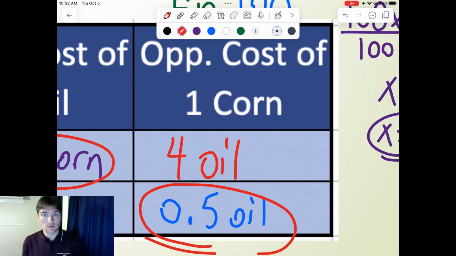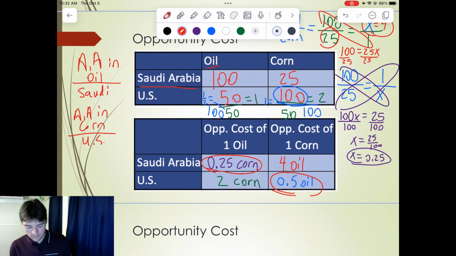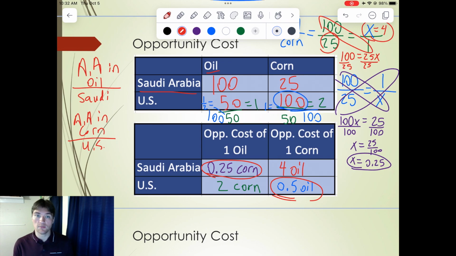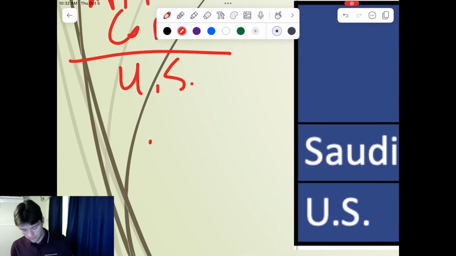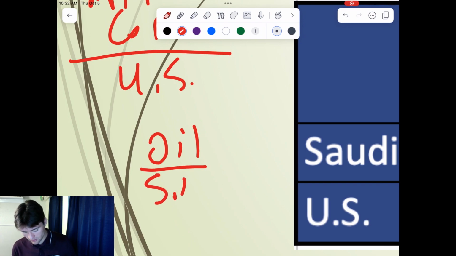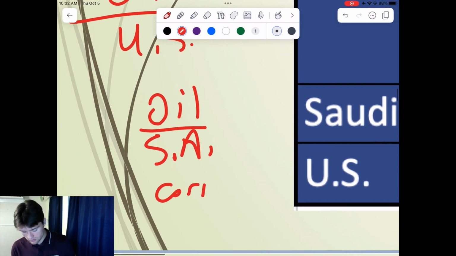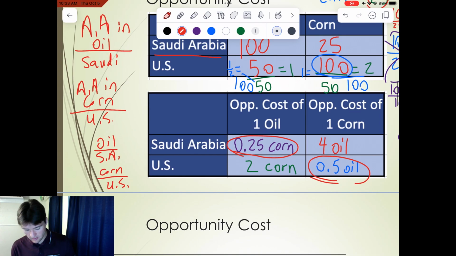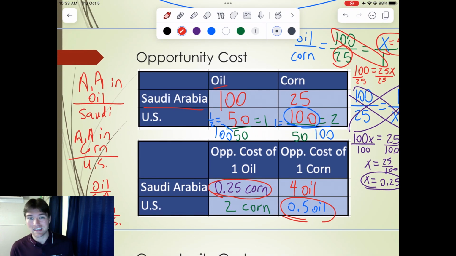If that's confusing, let me change it up. For the United States to make 1 corn, it costs them 50 cents. For Saudi Arabia to make 1 corn, it costs them $4. So obviously the United States can make corn cheaper. That's what the comparative advantage is looking at, who can make it cheaper. So for oil, that's going to be Saudi Arabia, and for corn, that's going to be the United States. And the reason they have the comparative advantage is because they have the lower opportunity cost.